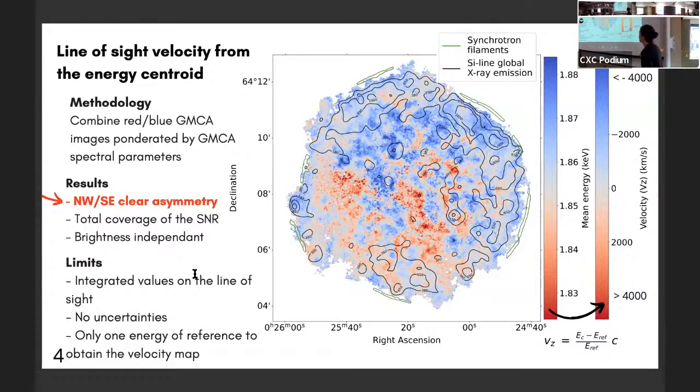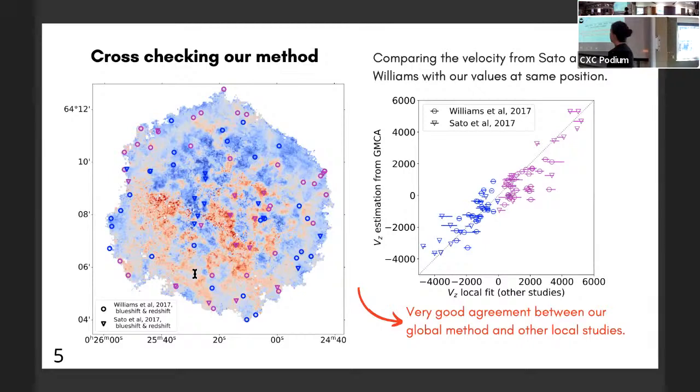And we can see that our result is brightness independent. In black, it's the contour of the silicon emission in X-ray. So the limit for this is that we obtain values integrated along the line of sight, and there are no uncertainties in GMCA, and there is a question about the energy of reference. And we can check our results against other local studies, and we can see that there is good agreement. If we take our value in the map in the same zone where they obtained the line-of-sight velocity with the Doppler effect, we obtain a very good agreement.